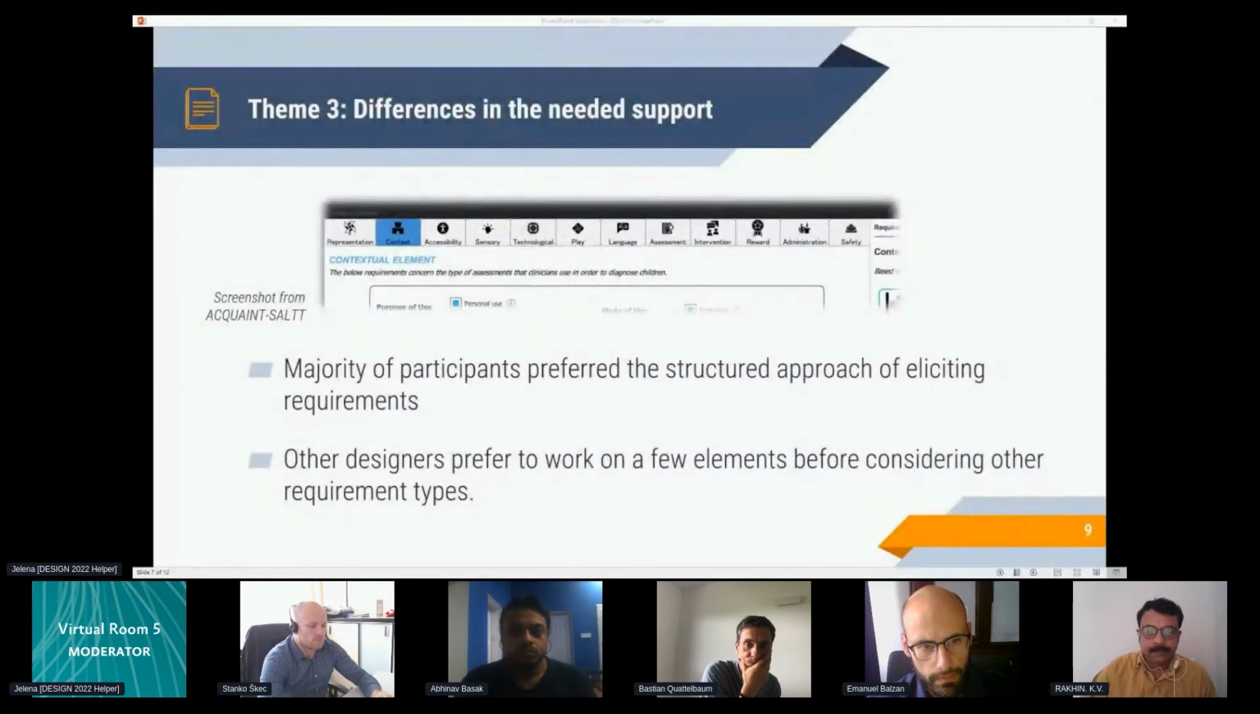Differences in the way the participants work were noted, and this led to the definition of the third theme. The designers appreciated that the tool organizes the requirements elicitation process by letting them choose which aspect of the therapeutic toy can be considered. Some said that they prefer to go through all the categories, and others preferred to check a few categories first and then revisit the other categories at a later design stage. This finding shows that tools should not restrain designers in the way they work.